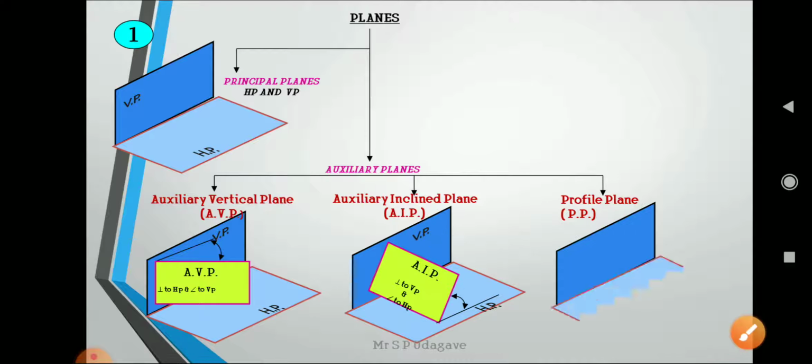And the last one is the profile plane orientation. We can see in this figure the profile plane, called PP, which is perpendicular to both the HP and VP, the horizontal plane and the vertical plane.